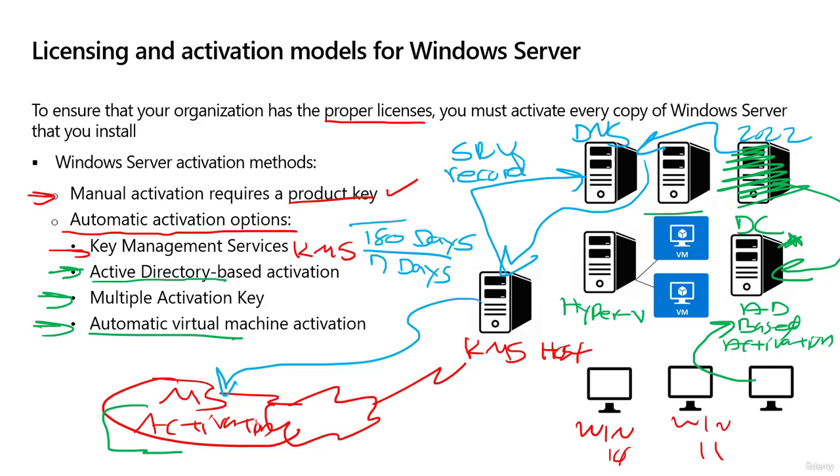Well, with the automatic virtual machine activation, I can put that key on the Hyper-V host itself. Now, whenever we deploy virtual machines on the host, they just automatically activate. I don't have to do anything. Just install the operating system. Now, it's going to be activated. So those would be our primary options. Either you just do it manually, unlikely in a production environment. So we have KMS, Active Directory-based activation, multiple activation key, and automatic virtual machine activation.